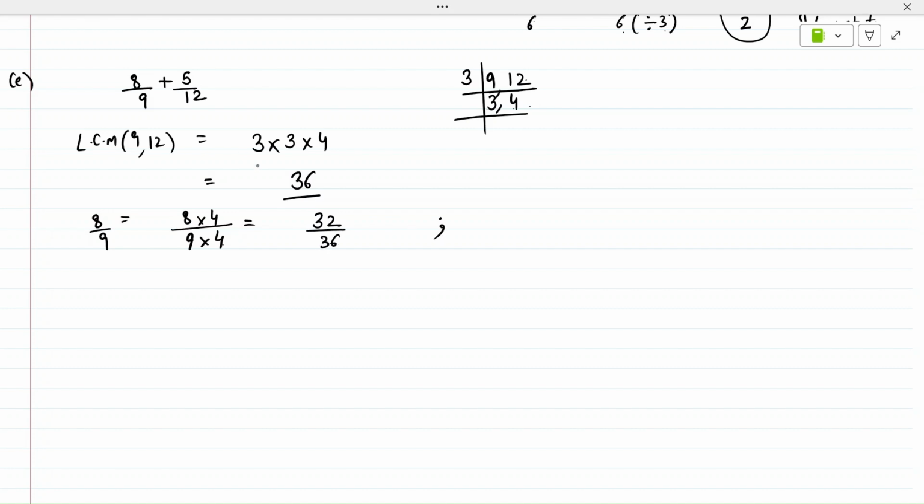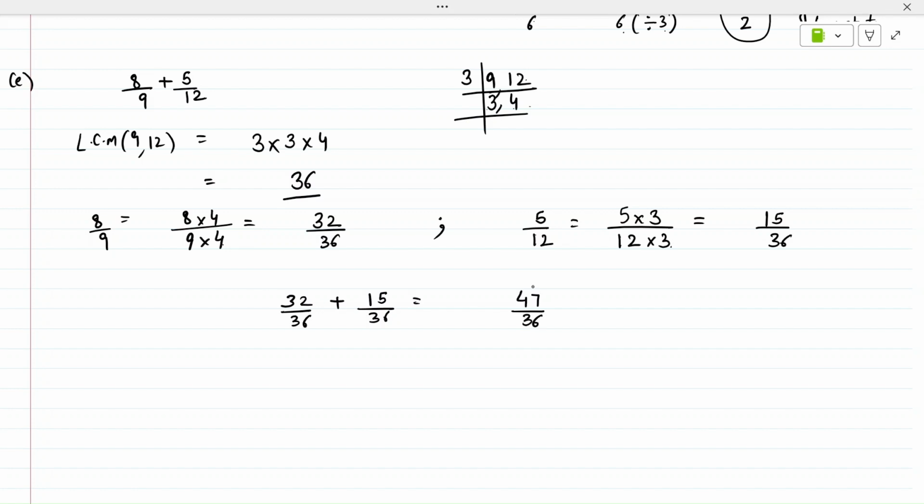And what is our next fraction? 5 by 12. For 5 by 12, we will multiply the denominator by 3 because 12 into 3 is 36, and with the same 3 we have to multiply the numerator also. Here we will get 15, here we will get 36. And now what do we have to do? We have got the like fractions, so we have to add them: 32 by 36 plus 15 by 36. This will give us 47 by 36, right?